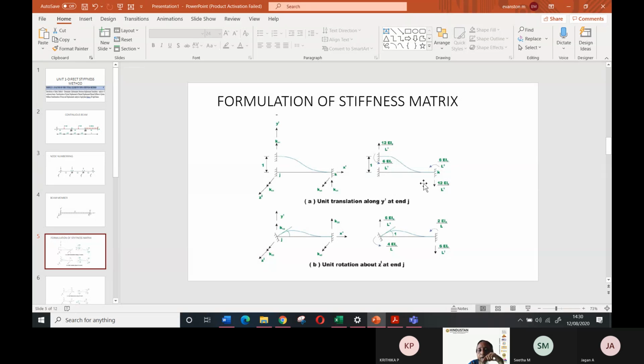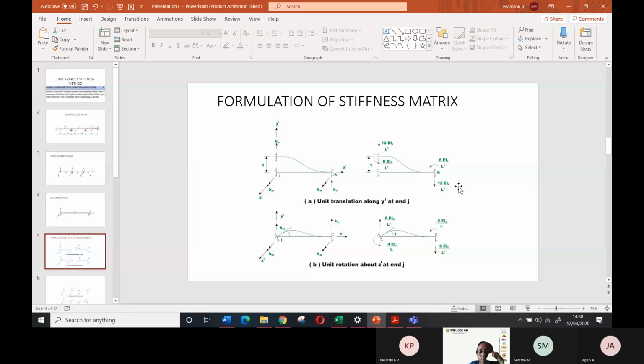Then the rotational force, the bending moment developed, will be 6EI by L square. Then at the other end, when you are applying the displacement at the left end, you are able to feel something at the right also. That is equal to 6EI by L square and 12EI by L cube. The vertical force: somebody is pulling upward, I am applying an upward force. So on the right hand side, to keep it in the original position, somebody should push in the downward direction. So that is the 12EI by L cube and 6EI by L square.